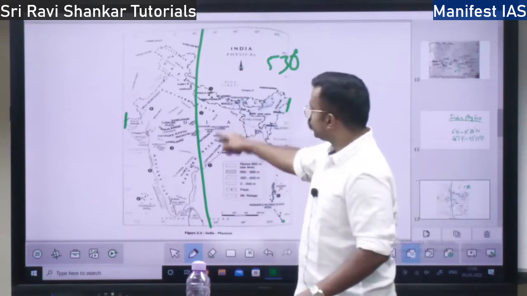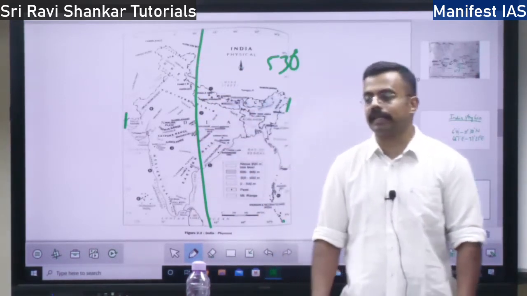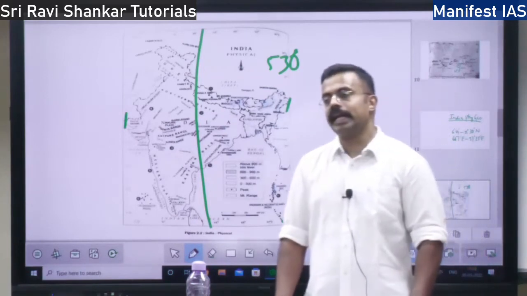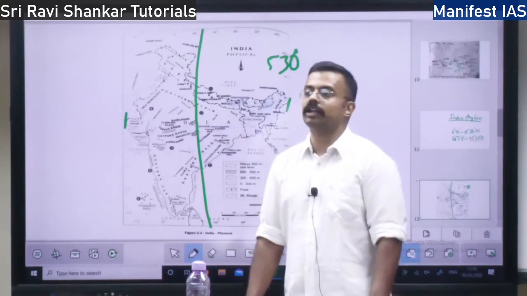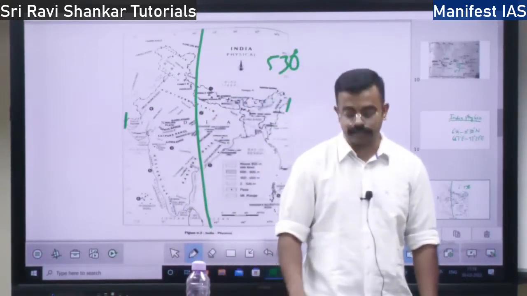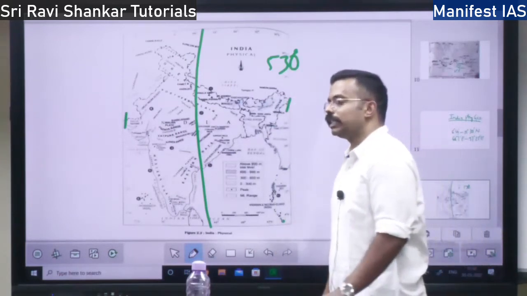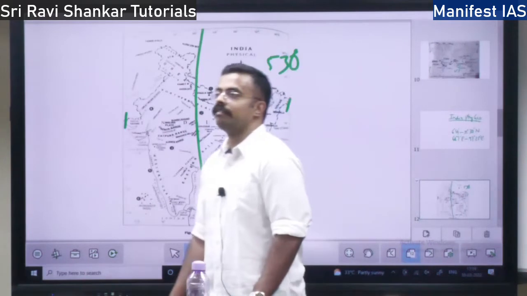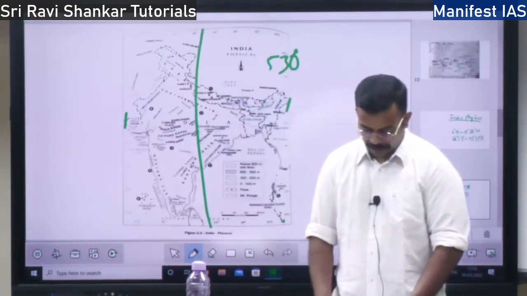So till here it is tropical, above this it is subtropical or warm temperate climate in India, right? What is the area of India? It is 3.28 million square kilometer. It is the 7th largest country. 7th or 8th? 7th largest country. So how much percentage of the world area does India have? 2.4% of the world land surface, right?